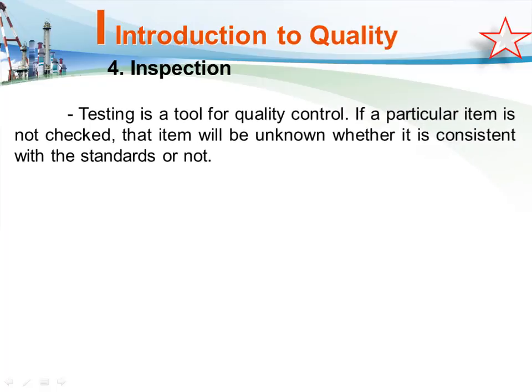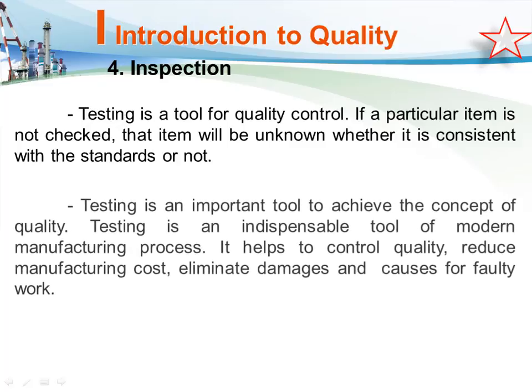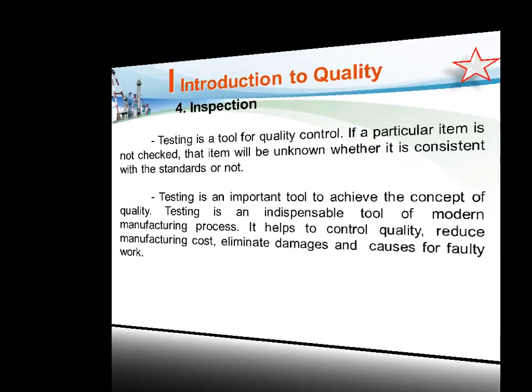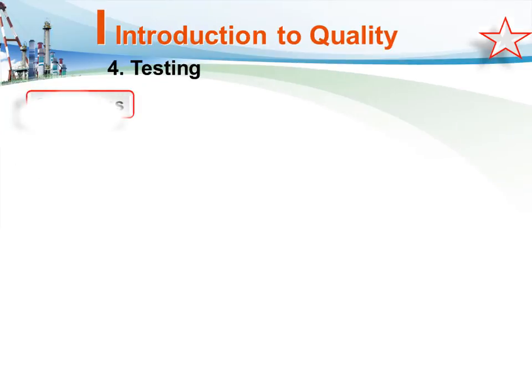Inspection. Testing is a tool for quality control. If a particular item is not checked, it will be unknown whether it's consistent with the standards or not. Testing is an important tool to achieve the concept of quality. Testing is an indispensable tool of modern manufacturing process. It helps to control quality, reduce manufacturing costs, eliminate damage, and catch faulty work.